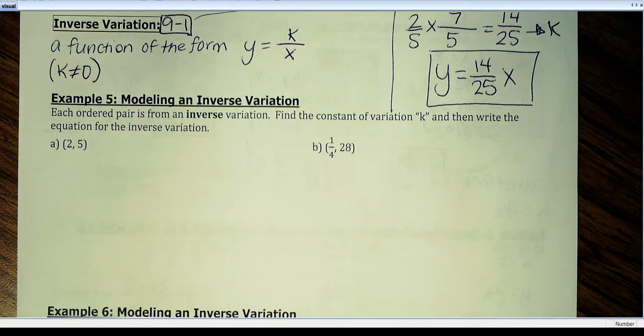In a direct relationship, if your x's get bigger, your y's get bigger. If your x's get smaller, your y's get smaller. So in a direct relationship, the variables move in the same direction. They either both get bigger or they both get smaller. In an inverse, they're going to go opposite directions. So as x gets larger, y would get smaller, or as x gets smaller, y would get larger. So they go in opposite directions.